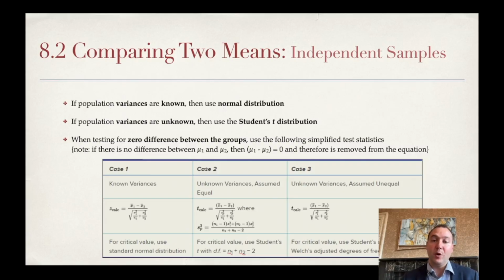So in most cases, especially when using R, these are the calculations that are being used. Case 1, case 2, or case 3. In most situations, I would almost always recommend to use case 3 unless you have some special information about your population, which is very rare.